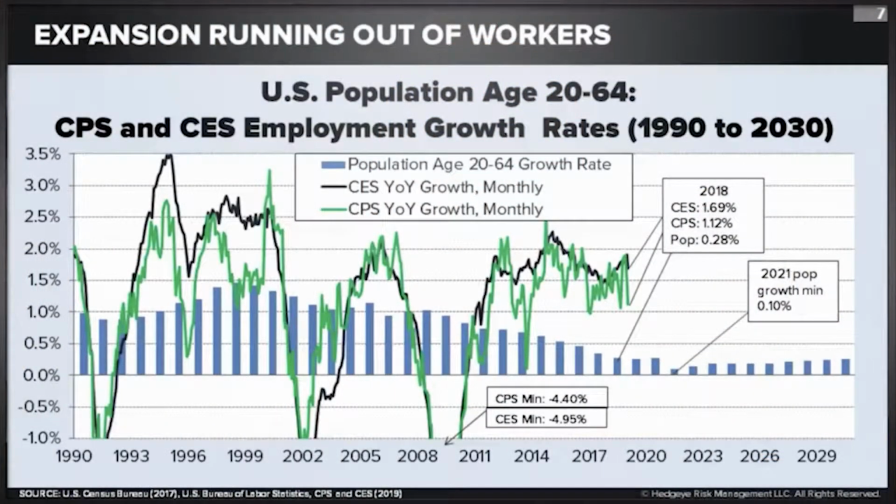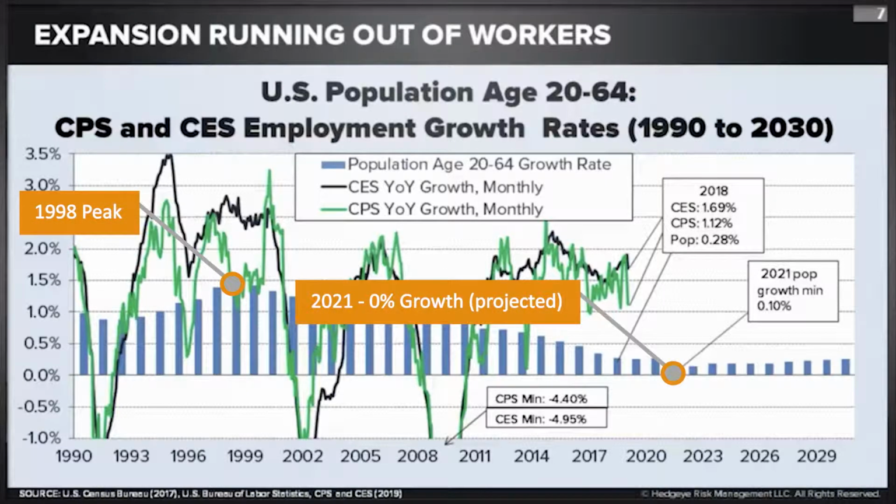A prime example of this is right here at home in Colorado. There are more available jobs than unemployed working age people. Too many jobs, not enough people to fill them. That's a problemo. In the U.S., this peaked in 1998 and is projected to hit 0% growth in 2021.